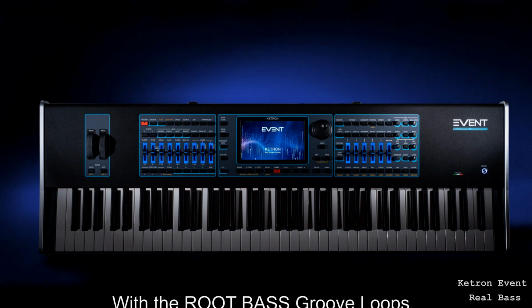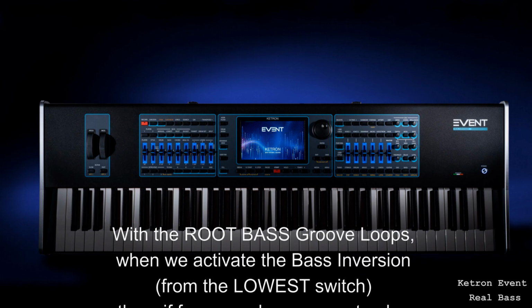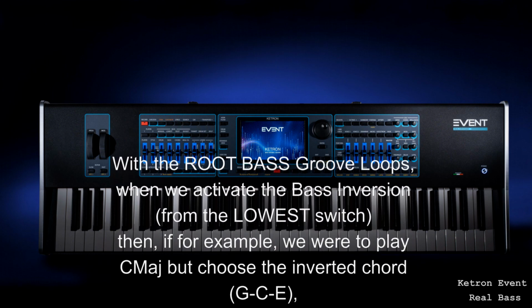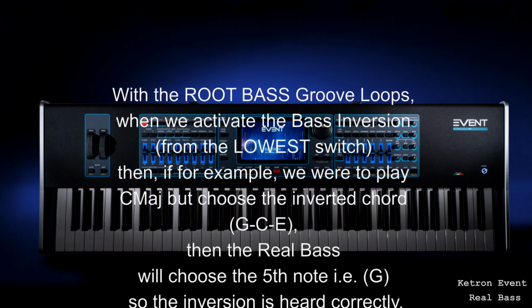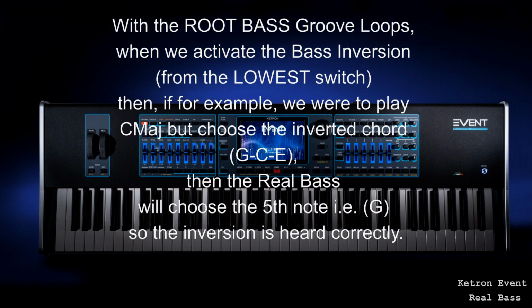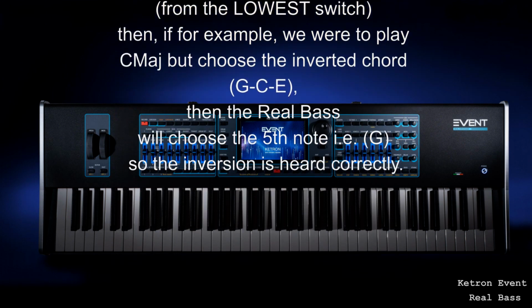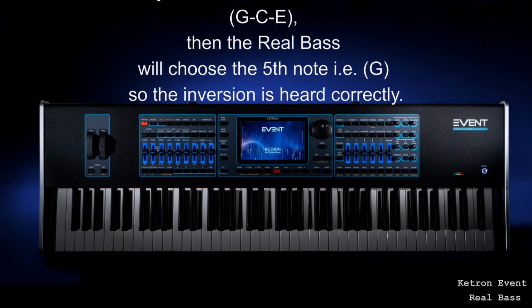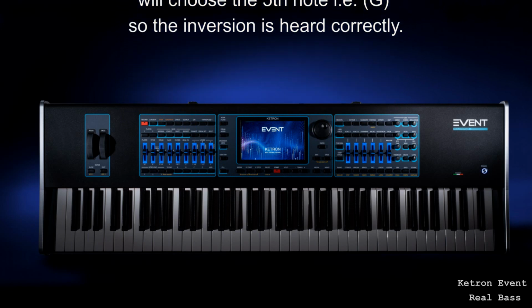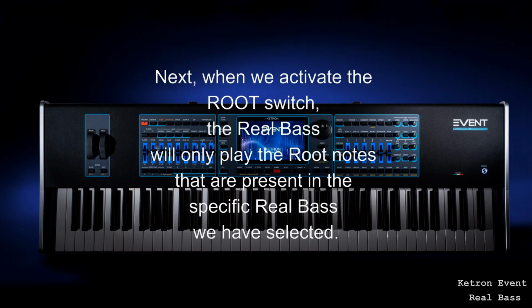Conclusion. With the root bass groove loops, when we activate the bass inversion from the lowest switch, then if for example we were to play C major but choose the inverted chord, G, C, E, then the real bass will choose the 5th note, i.e. G, so the inversion is heard correctly. Next, when we activate the root switch, the real bass will only play the root notes that are present in the specific real bass we have selected.